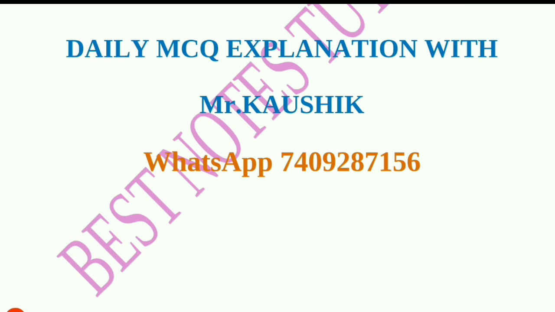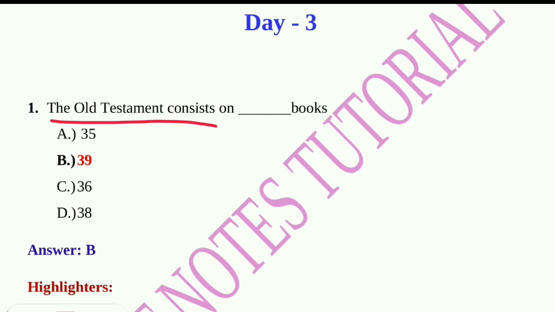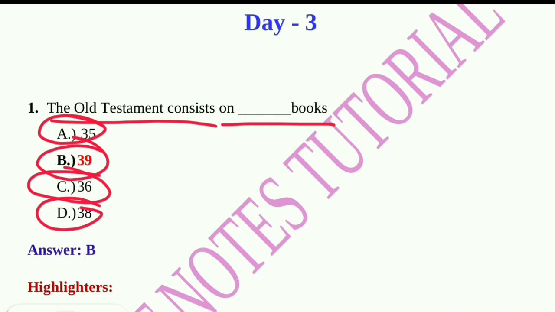Question number one. The Old Testament consists of dash books. Your options are A, 35, option B, 39, option C, 36, and option D, 38. Your answer is option B, 39. Let's see the highlighter.